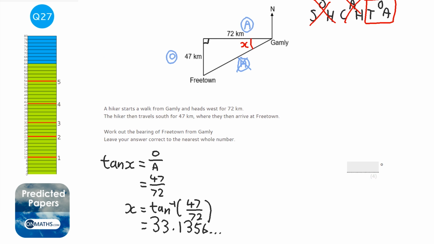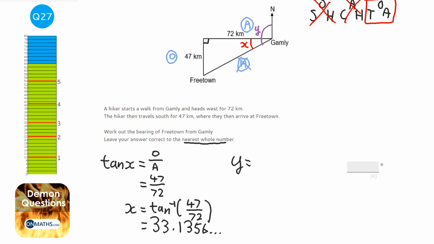Okay, let's have a look. So x is 33, but we still haven't got a bearing. What we can do is work out what this one is, and I'm going to call that y. So to work out what y is, it's going to be 33.1. Well, we're looking for the nearest whole number, so let's call that 33.